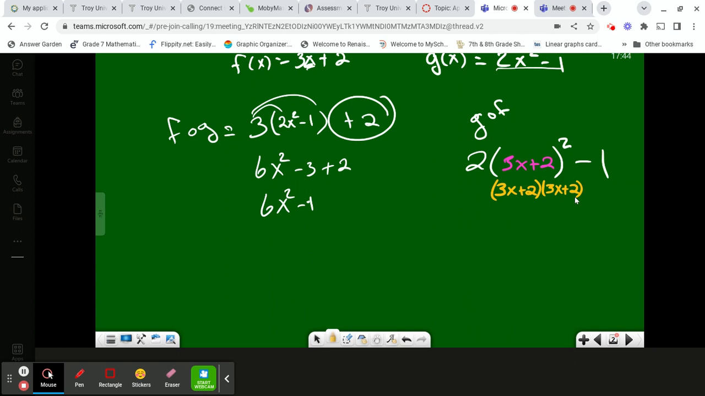Right? Because I'm replacing this x, and this x is being squared. So whatever I'm replacing that x with, I've still got to square it. First, outside, inside, last.